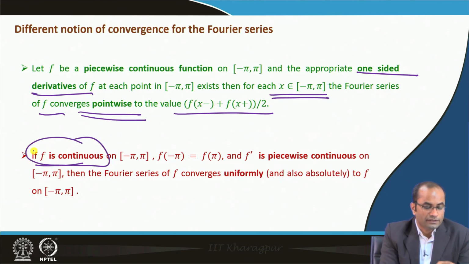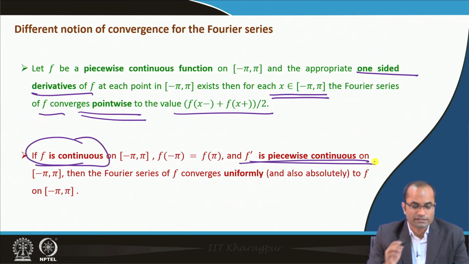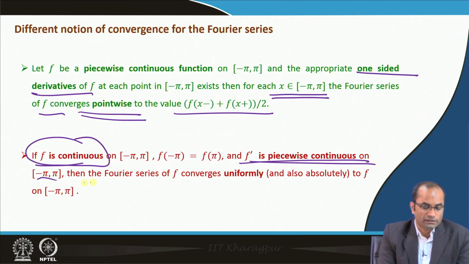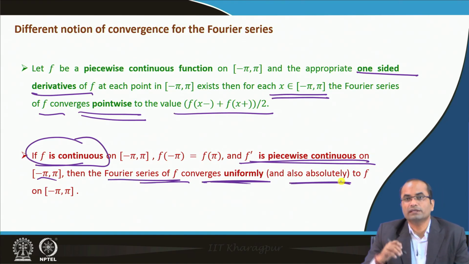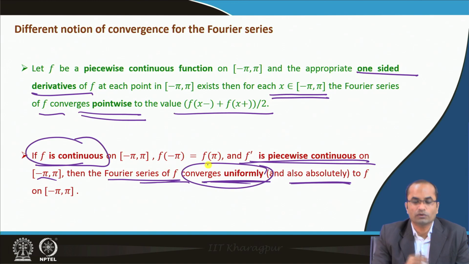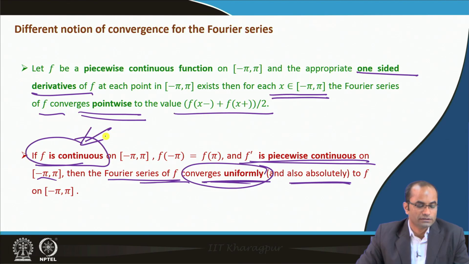That means f has to be continuous and f prime should be piecewise continuous on this interval, then the Fourier series of f converges uniformly and also absolutely. So, if we take the absolute value of each term in the sequence, that also converges. So, we have the stronger notion of convergence once we have a continuous f and f prime piecewise continuous.